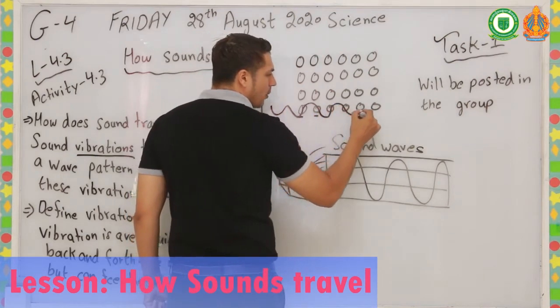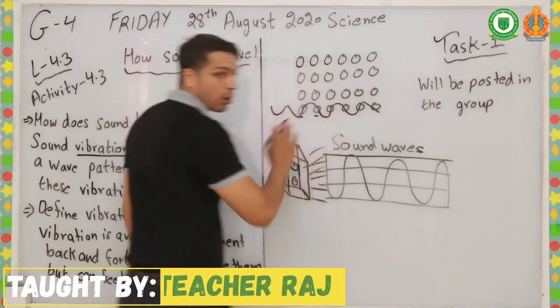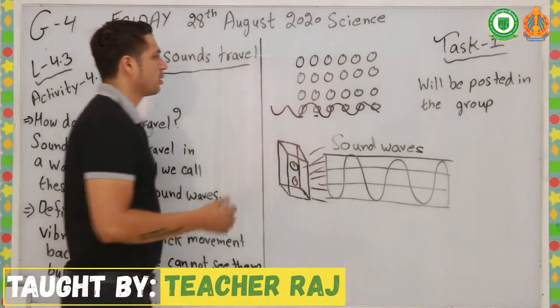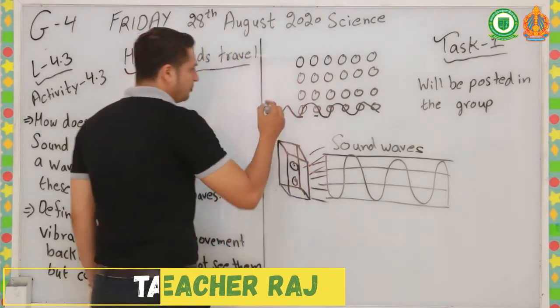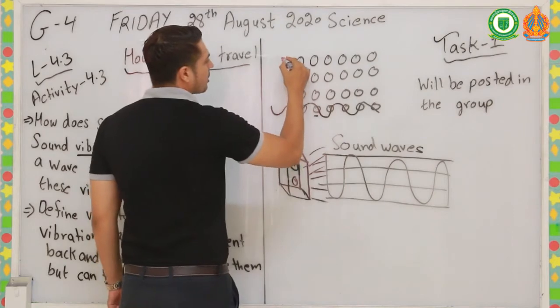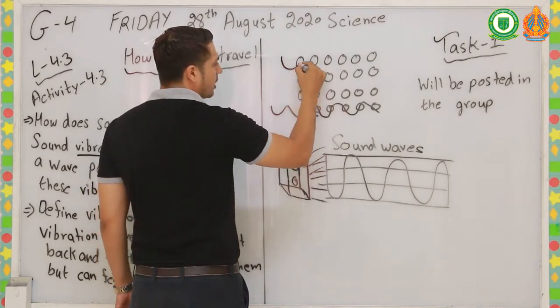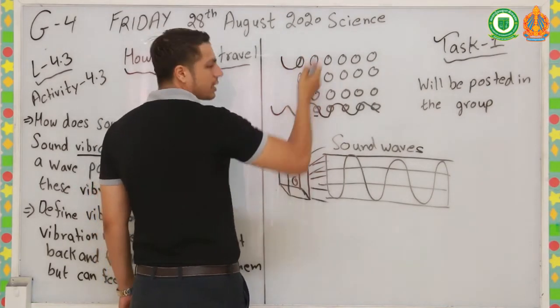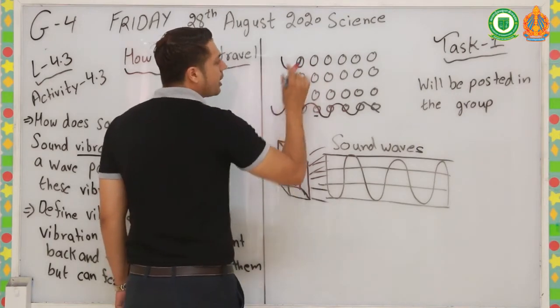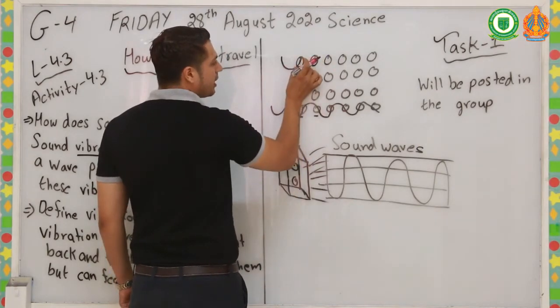So that's how a sound wave goes on and on. Let me explain again. The sound wave comes and hits the first particle. Let's suppose this is the first particle. It hits the first particle, and then it vibrates.